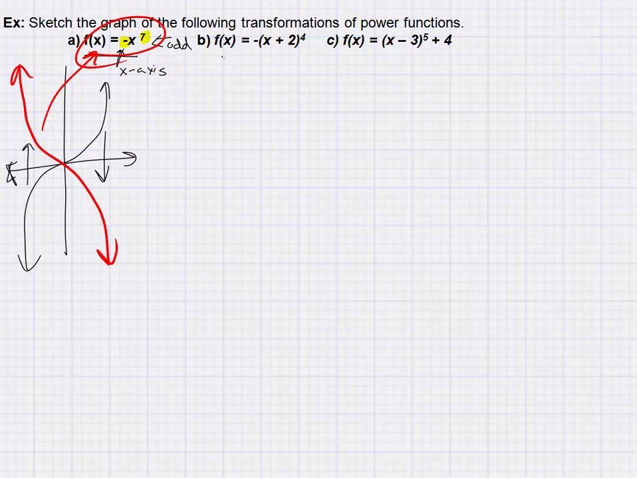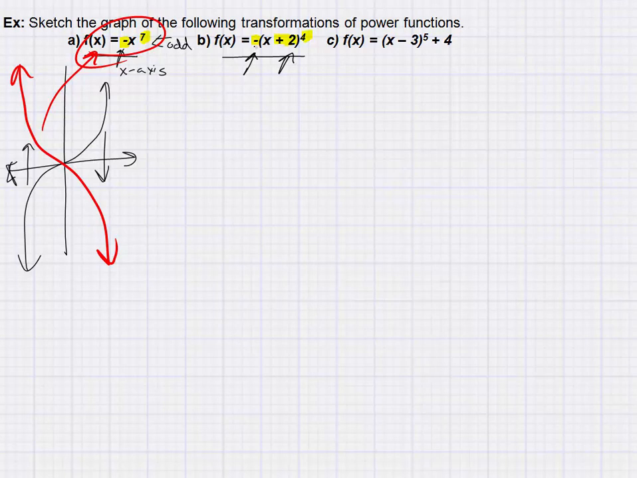Let's go to the next one. f(x) = -(x + 2)^4. So now I got a couple of things. 4th power, even power. So that tells you the shape. Plus 2 inside and a minus outside. Two things happening. Shift and a flip. Whenever it comes to these, you should always flip first, move second.